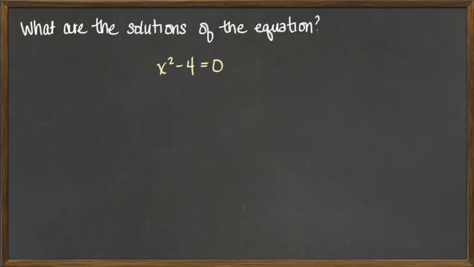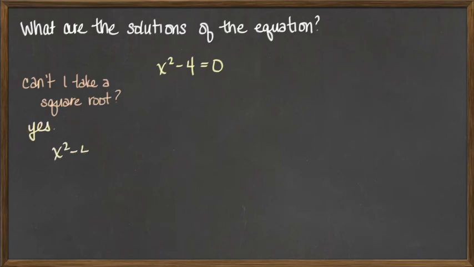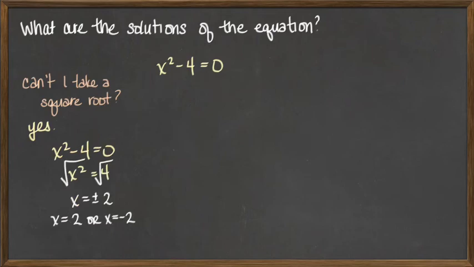x squared minus 4 is equal to 0. And you're thinking to yourself, but this looks a lot like examples from when we were solving with square roots. Can I just take a square root? Absolutely, go for it. We'd add 4 to both sides, take a square root, remember plus or minus, and we get x equals 2 or x equals negative 2. If that's the way you want to do it, by all means, solve it that way. The only reason this is here is to show that we can solve this with factoring.